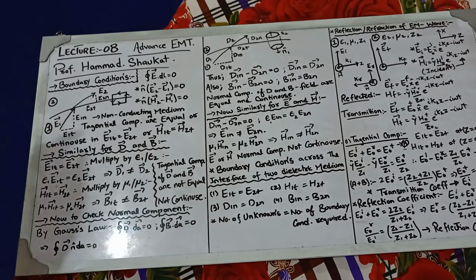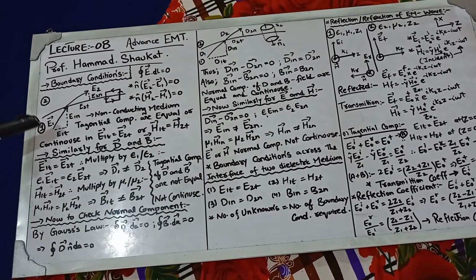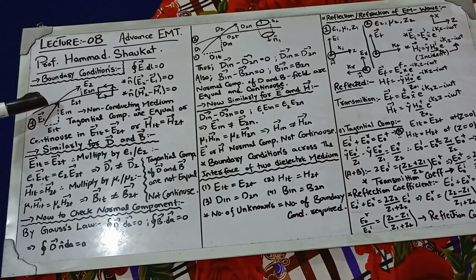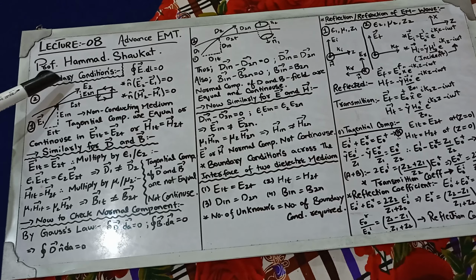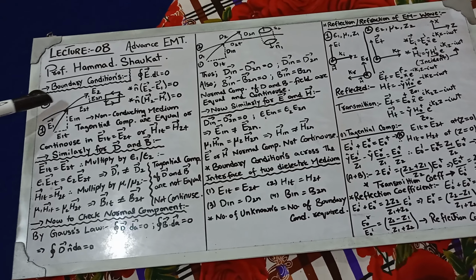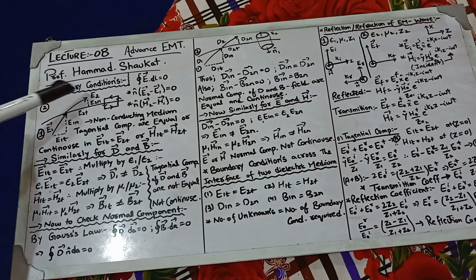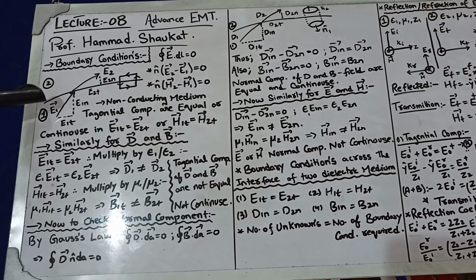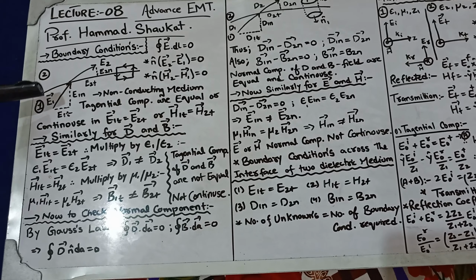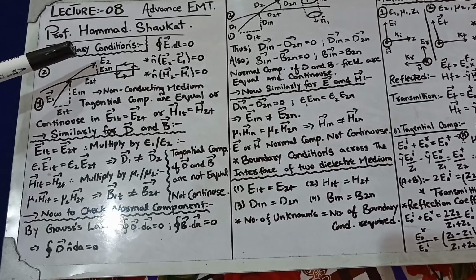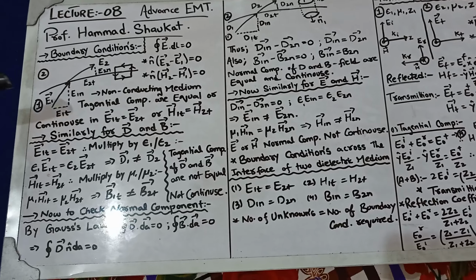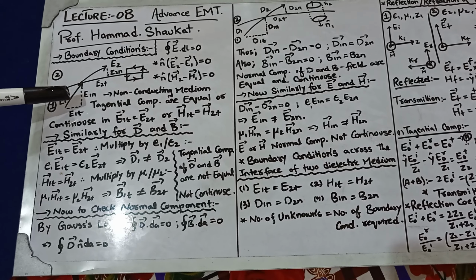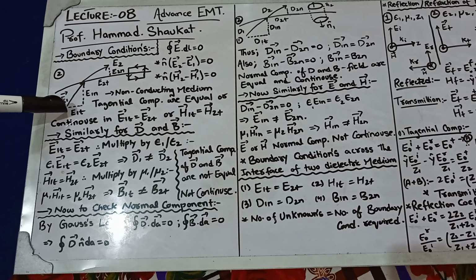Let's suppose you have two mediums, medium 1 and medium 2. Your electric field is going from medium 1 into medium 2, and there is a surface you can see. Here, your incident electric field is E1 and your outgoing electric field is E2. Now what you have to do is make rectangular components.